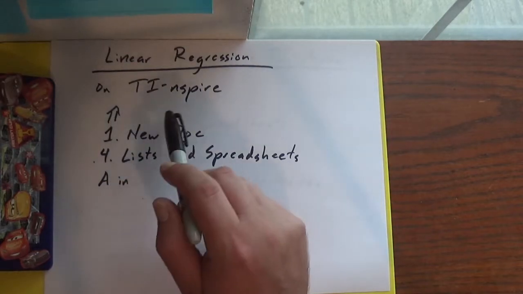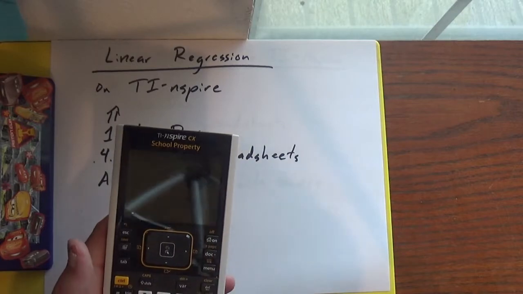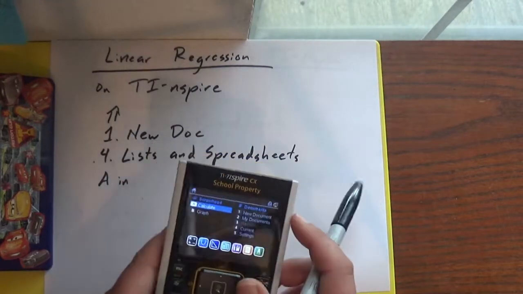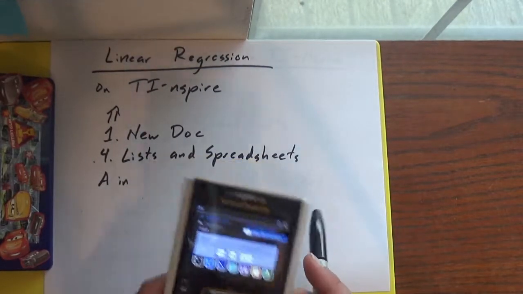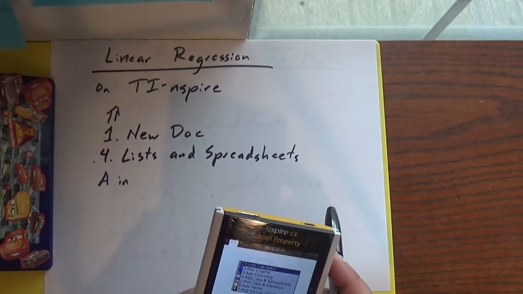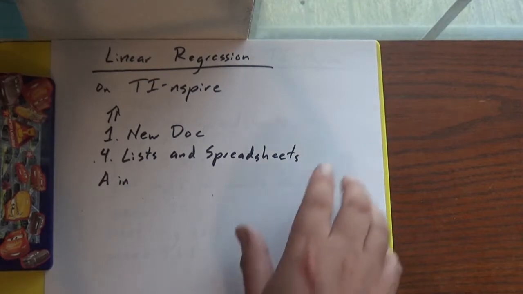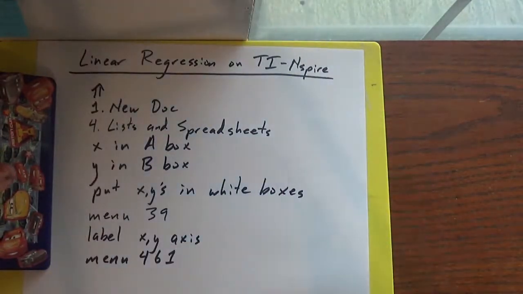Alright, so first you hit the home button. Turn it on. Home. And then I'm going to hit 1 for new doc. No, I don't want to save it. 4 for lists and spreadsheets. Got the rest of the directions here. These directions are in my notes, which are also going to be available on the website.